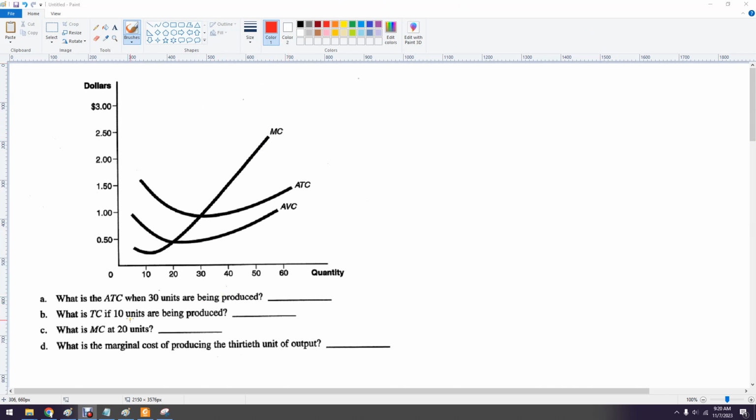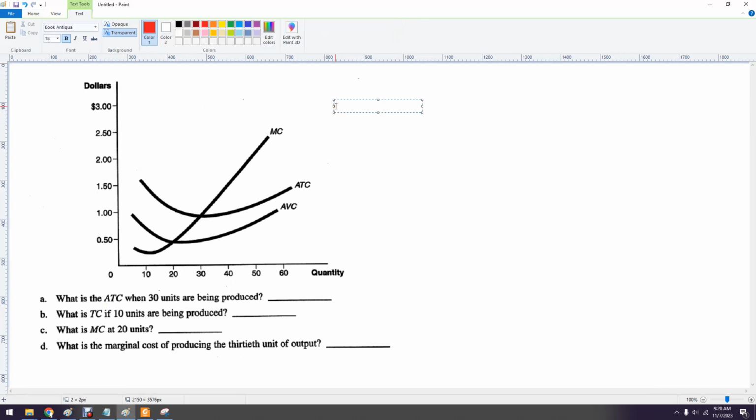You probably need to know what all of these stand for. ATC, that's your average total cost. Next, the MC, that stands for marginal cost. If you're taking a microeconomics course, that is the dominant word. It's what's behind everything. And then AVC, that's your average variable cost.